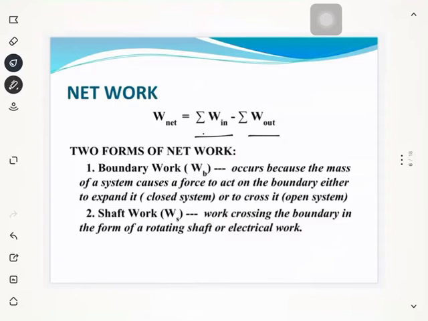You have the forms of net work. One is the boundary work, or WB. This is because the mass of a system causes a force to act on the boundary, either to expand it, for a closed system, or to cross it, which is called an open system. Second is the shaft work, or WS. This is work crossing the boundary in the form of a rotating shaft or electrical work. Let's discuss further: what is this boundary work and this shaft work?